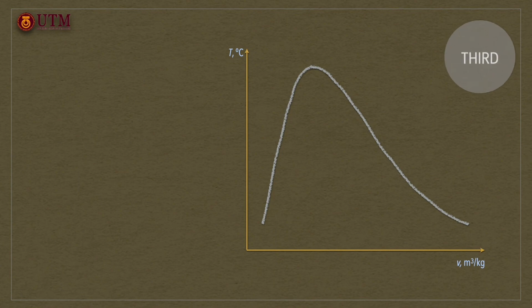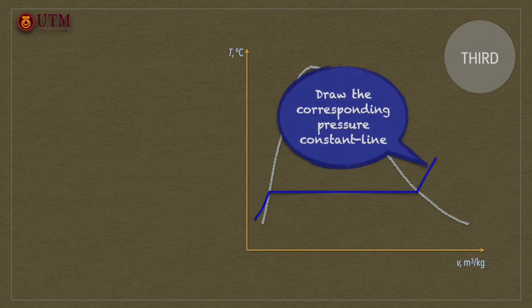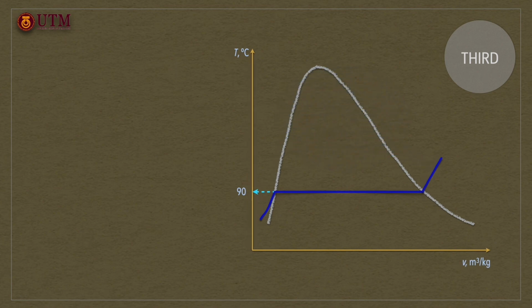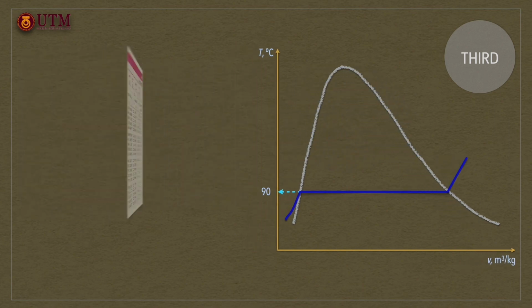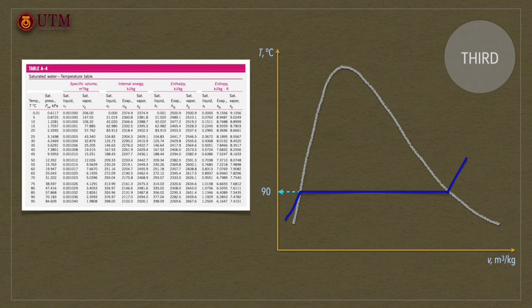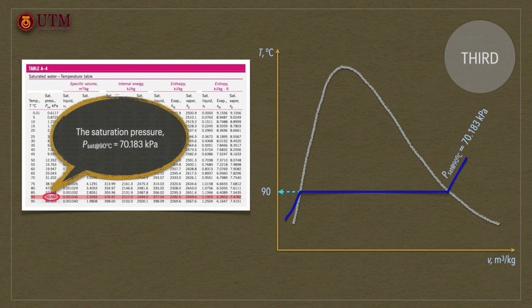Third, on a TV diagram, we draw the corresponding saturation pressure constant line of the water temperature of 90 degrees Celsius. The pressure value can be obtained in table A4 because we are given a temperature value. At a temperature of 90 degrees Celsius, the corresponding pressure value is 70.183 kilopascals.